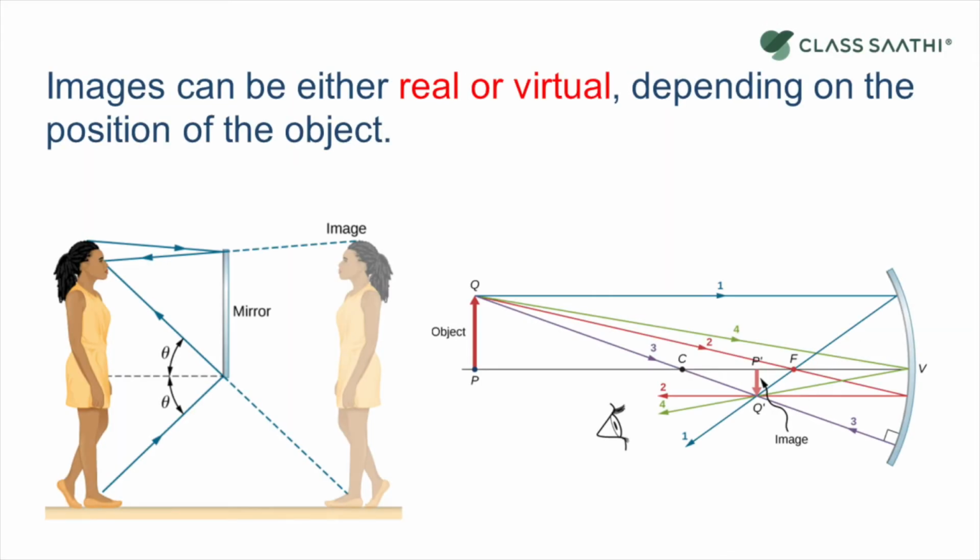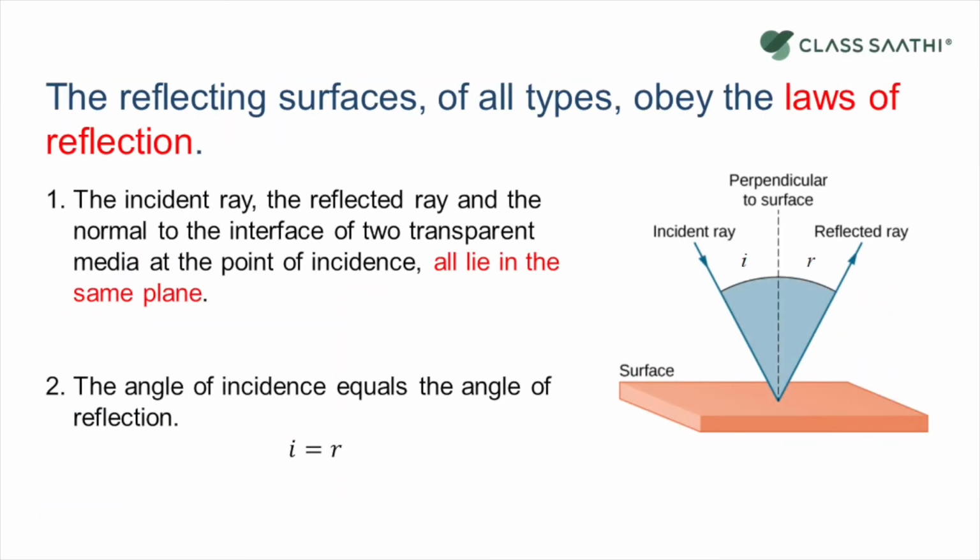Images can either be real or virtual depending on the position of the object. On the left side, you see a plane mirror in which a girl is seeing a virtual image. On the right side, you can see a concave mirror in which we can see a real image. All reflecting surfaces obey the laws of reflection.